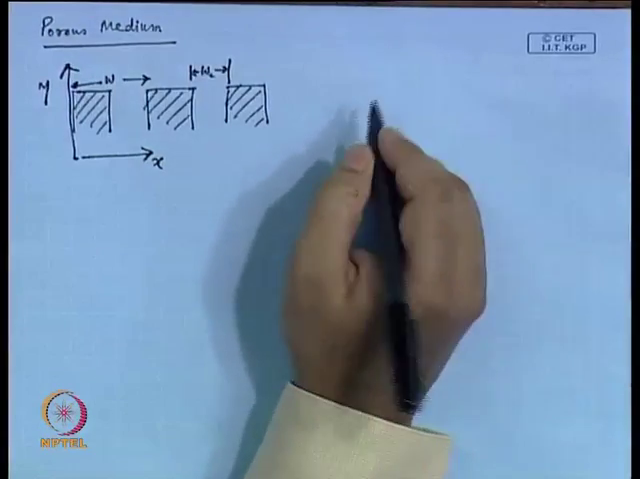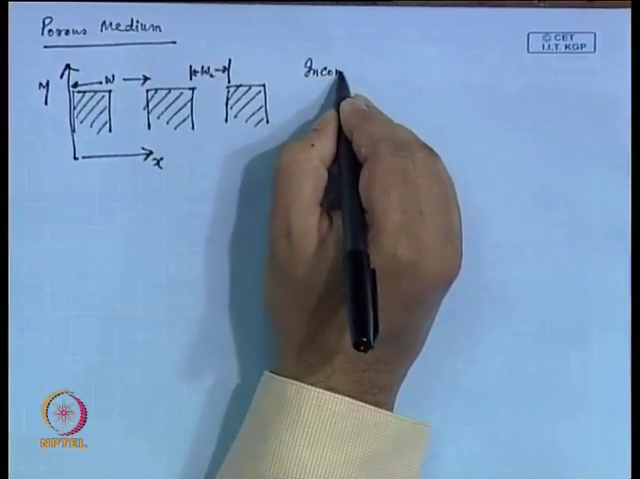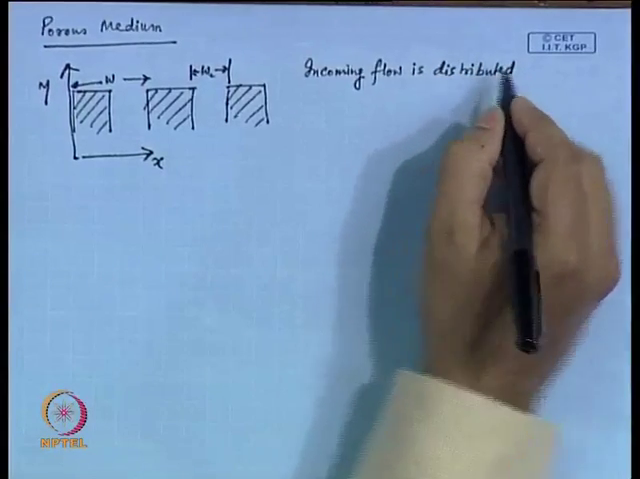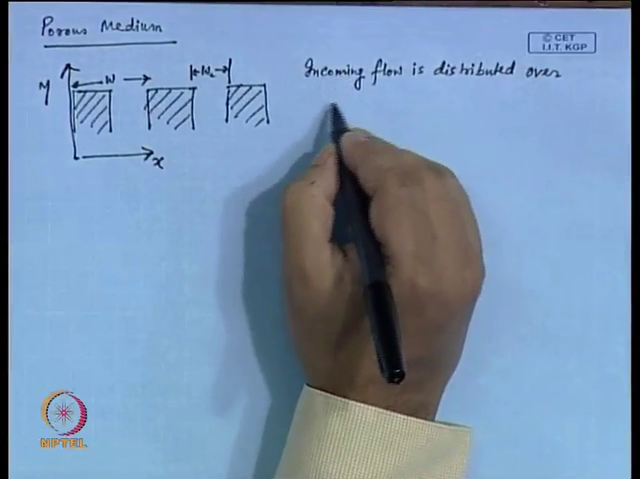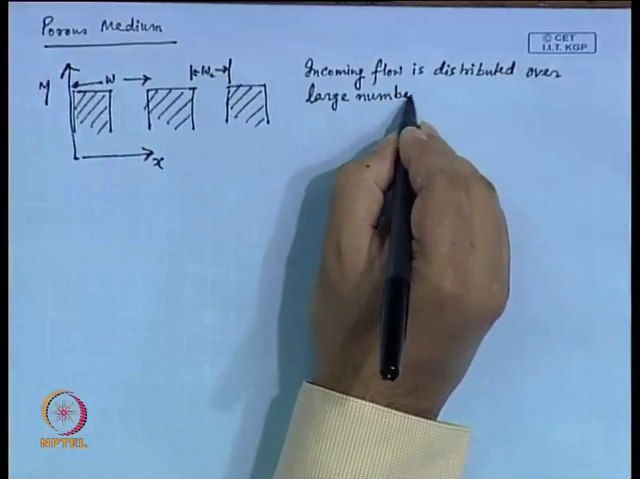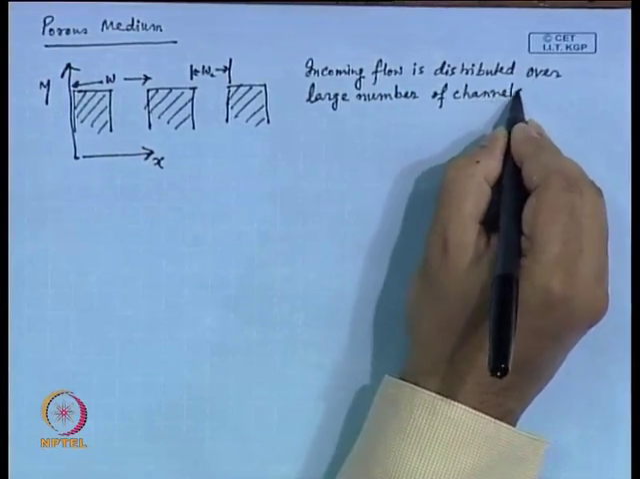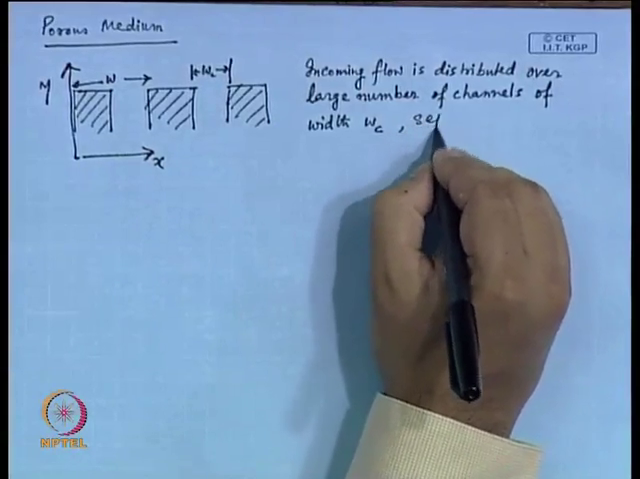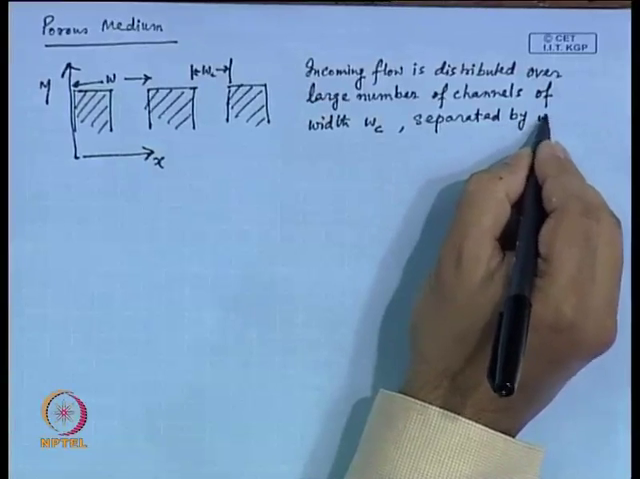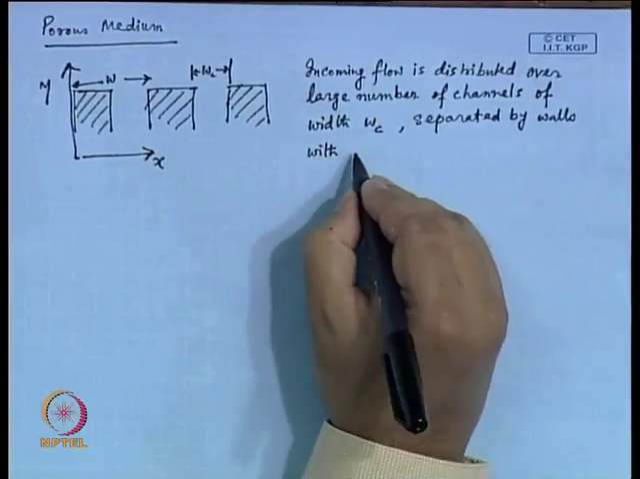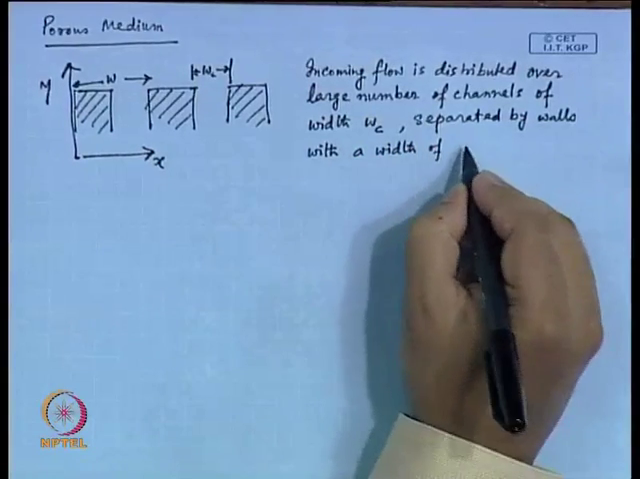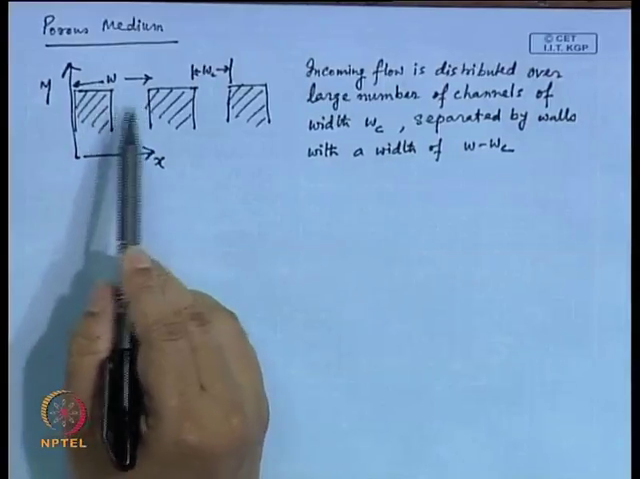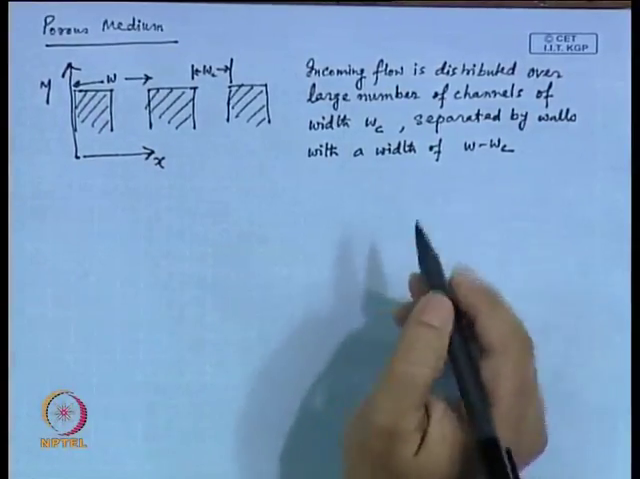Now, what we must say here is that the incoming flow is distributed over a large number of channels of width W c separated by walls with a width of W minus W c. So, there are walls, the width of the wall is W minus W c and the width of the channel is W c. This, I think, is understandable.